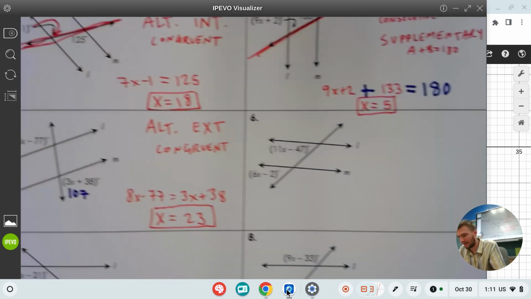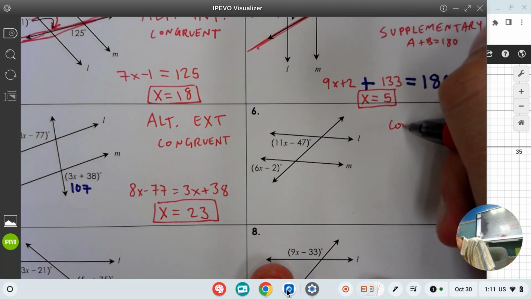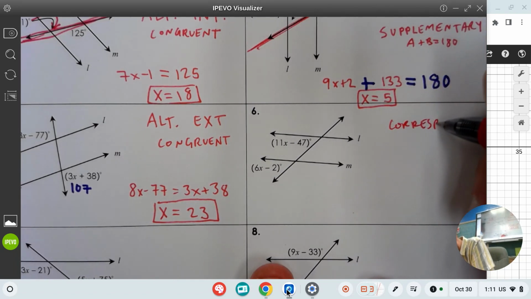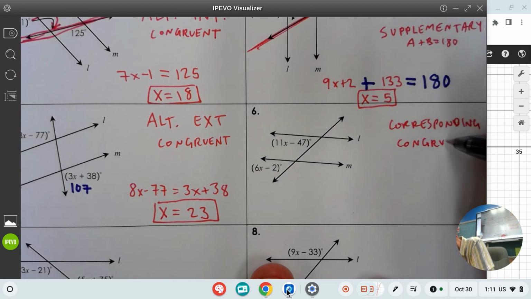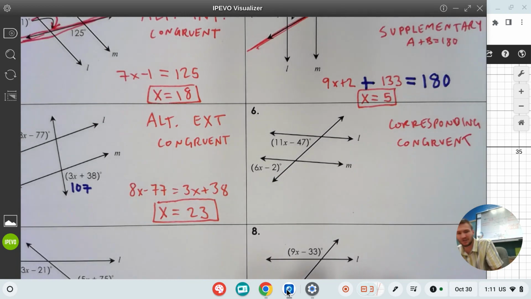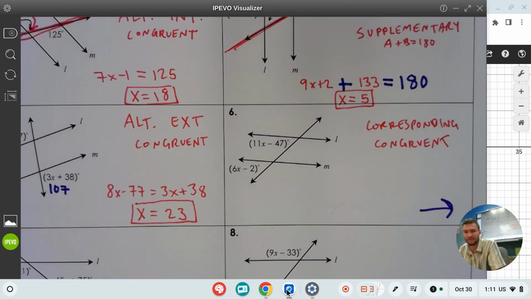Okay, we're keeping it going. What do you think about 6? How do these relate? Corresponding. And what do we know about corresponding? These are congruent. And you know what? We have done enough congruent questions. I'm just going to kind of skip number 6. We're just going to move on. Okay? We've done enough of those.